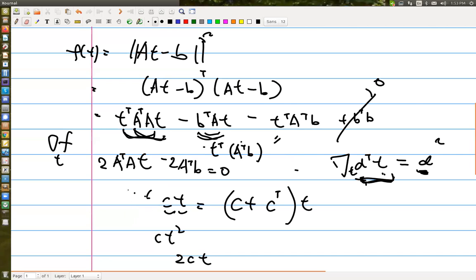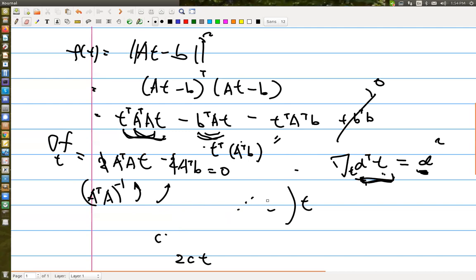So it's equal to 0. I want to take the derivative and set it to 0. So therefore, the 2 got cancelled here. I can multiply A transpose A inverse on both sides. So I will have T equal to A transpose A inverse times A transpose B.